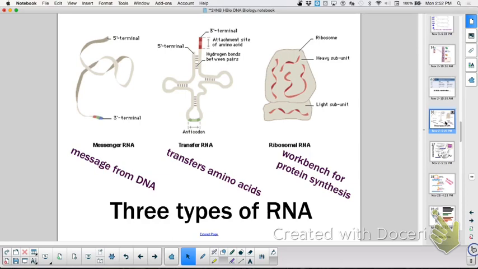Messenger RNA takes the message from the DNA, and this you can just leave it on top of that other test I have in there. Thank you, sweetheart. You feeling better? Okay.